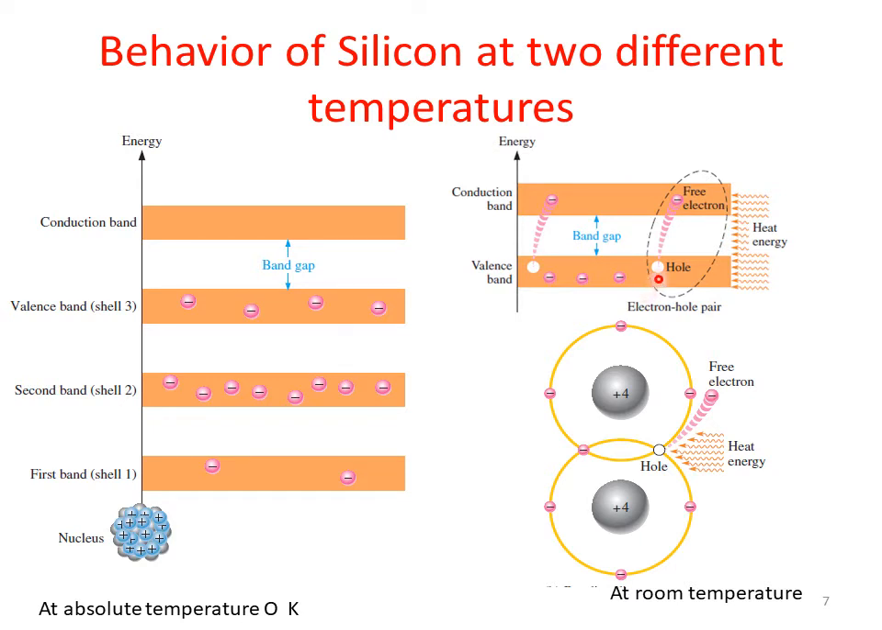When an electron in the valence band of silicon at room temperature gains energy, it becomes a free electron and leaves a hole at its back. This creation of a free electron and a free hole is called an electron-hole pair, because they are the pair: an electron jumped from here and the space it left empty. These two together are called an electron-hole pair.